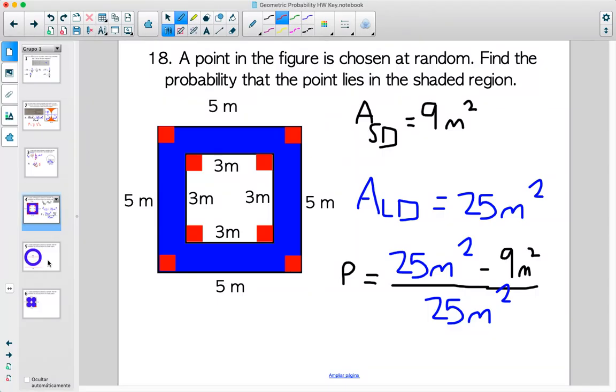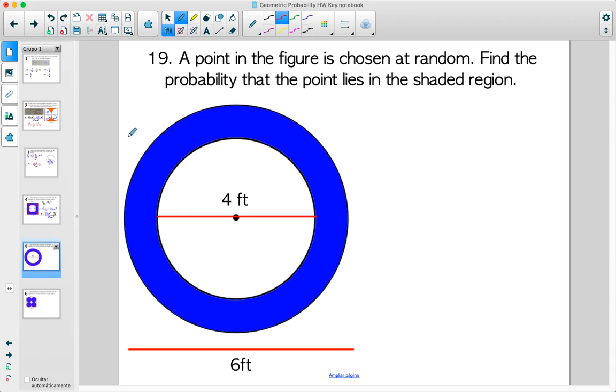All right, next one. 19. A point in the figure is chosen at random. Find the probability that the point lies in the shaded region. So again, similar thing. We want to find the probability of landing or selecting the point on the shaded ring, the outer ring.